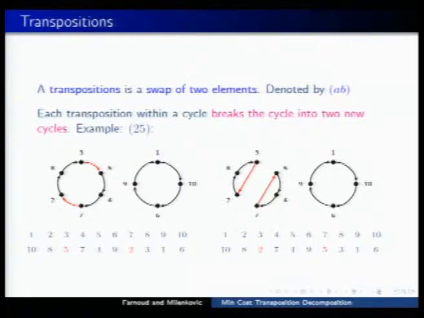Here, 3, 5, 7, 2 is going to be 3, 2, 7, 5. And the converse is also true. If you transpose elements from different cycles, then you're going to combine them into one cycle. And one more thing, a transposition is usually shown by those two elements inside a pair of parentheses.